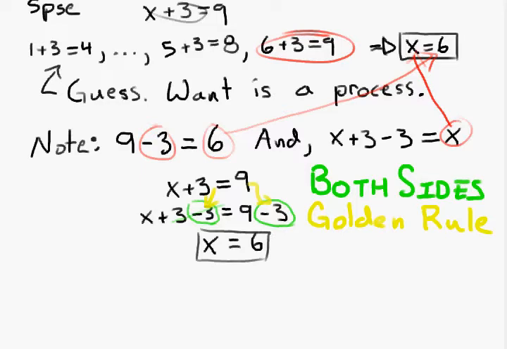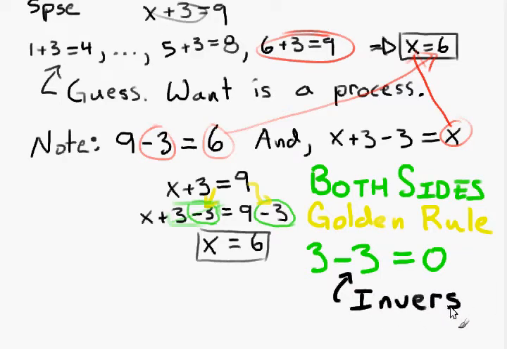The other important thing to note is 3 minus 3 is 0. Right? We had 3 minus 3 over here. We were left with 0. Subtracting 3 is the inverse of adding 3. So, we had x plus 3. We performed the inverse operation on both sides, and we reached our answer.